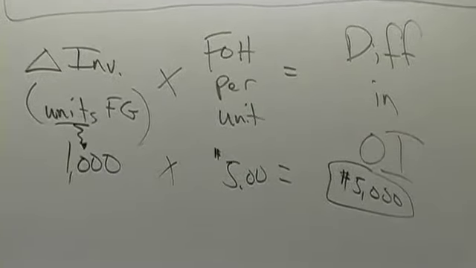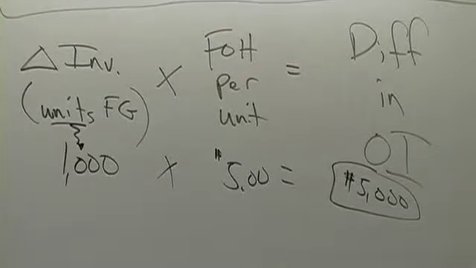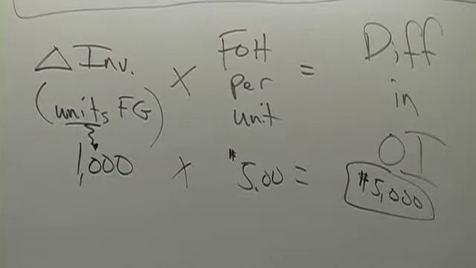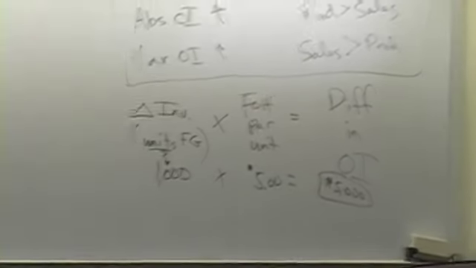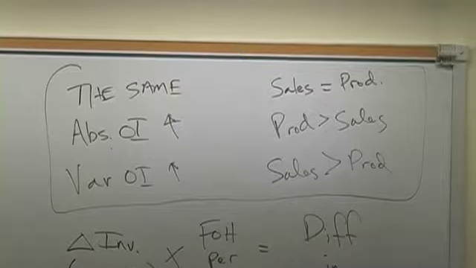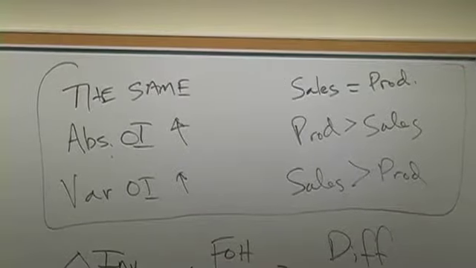What's the difference? $5,000. Which one should be higher, absorption or variable costing income statement format? Chris, which one should be higher? Check out the table in the little box on the right side of the board. Absorption should be higher. Why? Because it is.